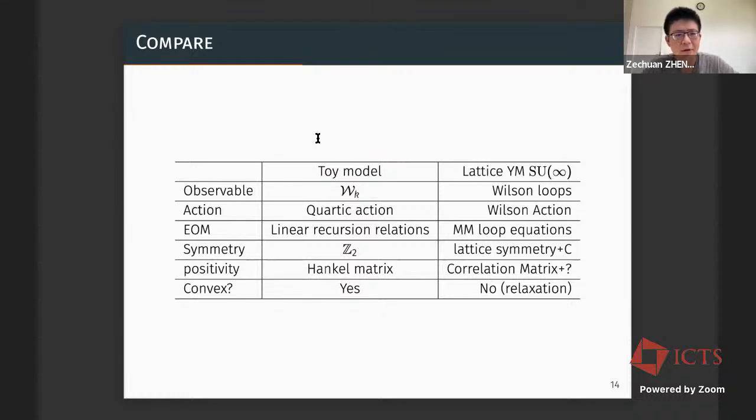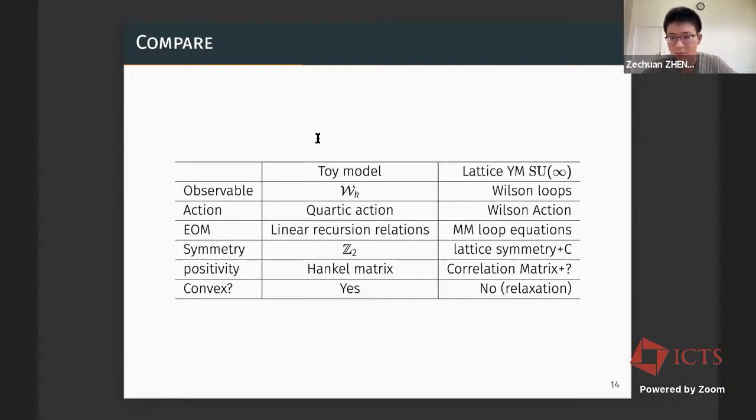Actually, all the method goes very parallel to the toy model. Let's look at it. For the observable, for the toy model, we are bootstrapping the k-th moment. And for the lattice Yang-Mills, we are doing the same thing for Wilson loops, actually expectations of Wilson loops. For the action, for the toy model, we have the quartic action, but for Yang-Mills, we have the Wilson action. The equations of motion are both just Schwinger-Dyson equations. For the toy model, there are some linear recursion relations. But for the lattice Yang-Mills, it is the so-called Makeenko-Migdal loop equations, some equations relating different Wilson loops. For the symmetry, the toy model symmetry is Z2, which we already described.